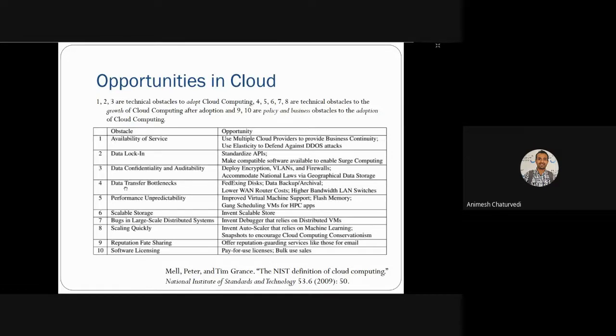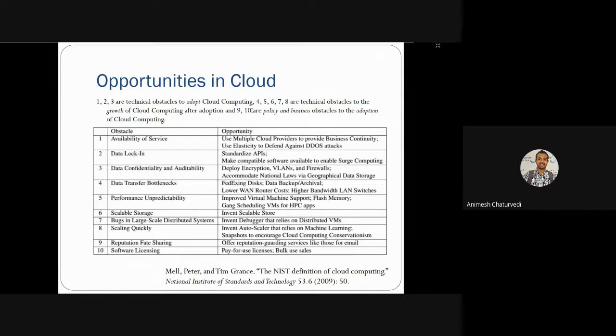Then scalable storage means you need to invent some scalable storage. Then bugs are there in large-scale distributed systems, where you need some debugger to rely upon, a distributed version for virtual machines.